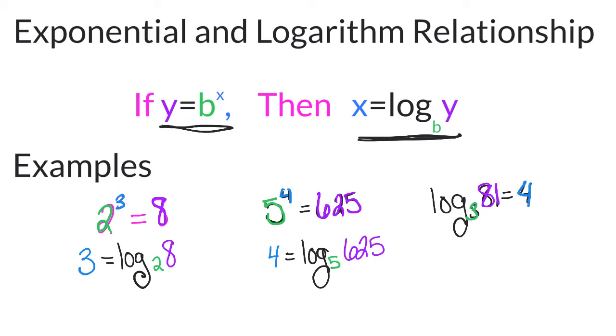So really what this is saying is my base 3, if I were to take that and raise it to the 4th power, that would equal 81. So what I'm doing is finding the exponent, or finding what power I would have to raise my base to in order to equal the y value.